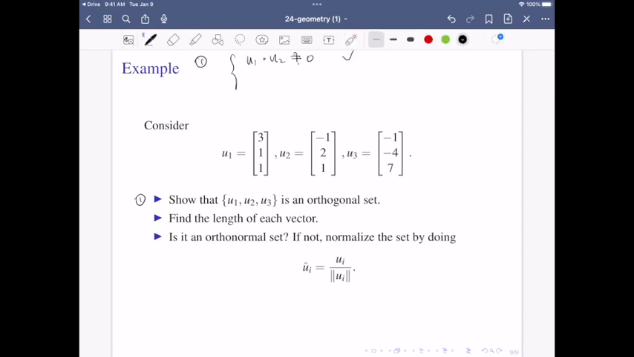But this is not the only condition. We need U1 dot U3 to be 0 and U2 dot U3 to be 0. So we need to check each pair for its orthogonality. U2 dot U3 is -1 times -1 is 1, then -8, plus 7. So this is 0, so yes. And U1 dot U3: 3 times -1 is -3, then -4, plus 7. So this is also 0.